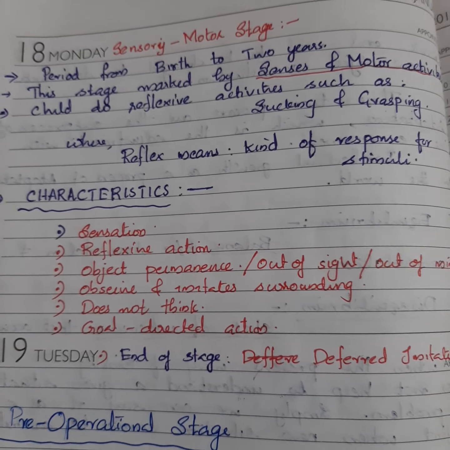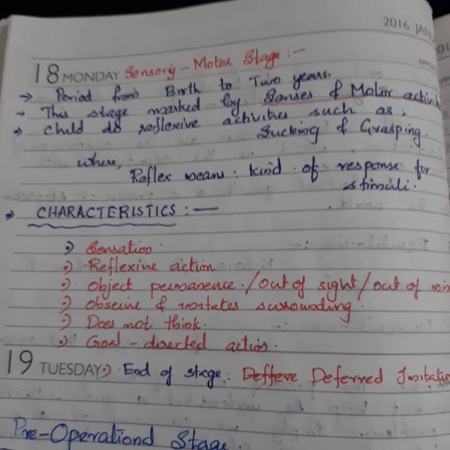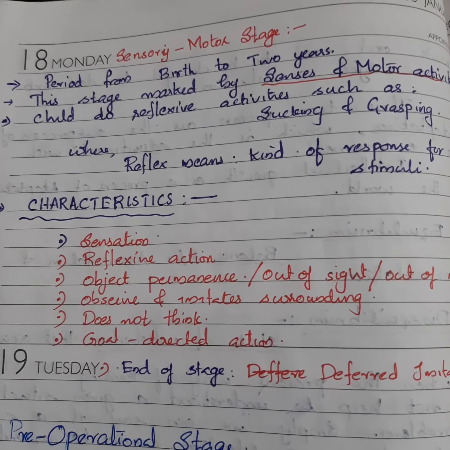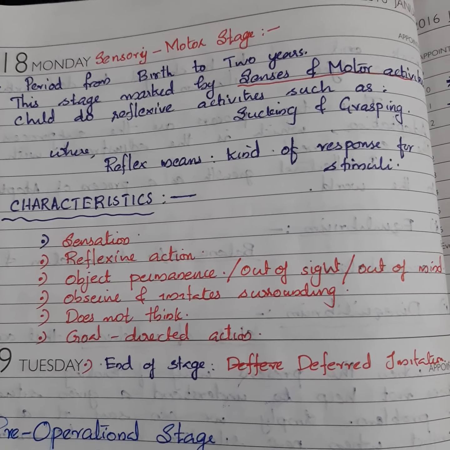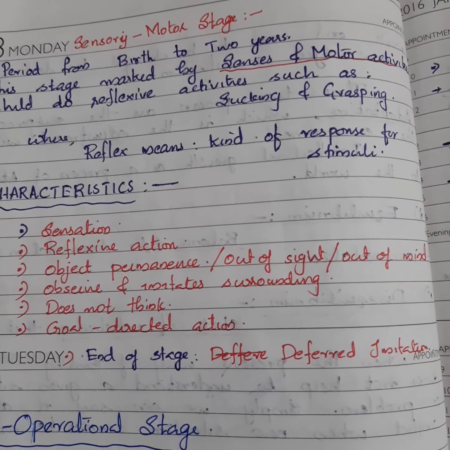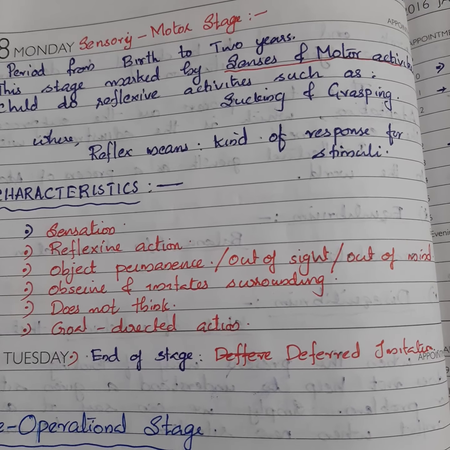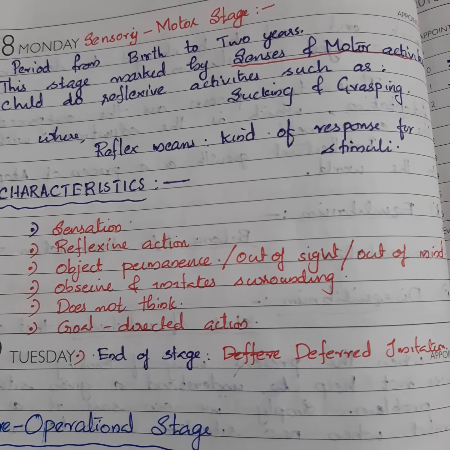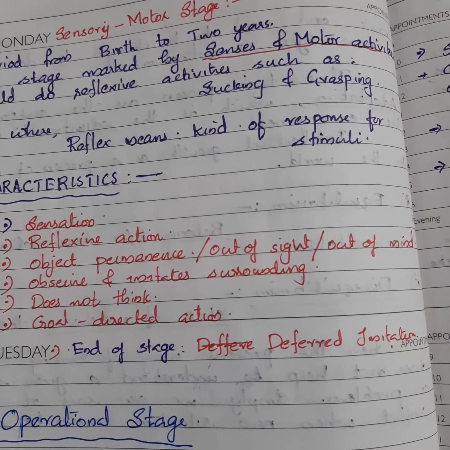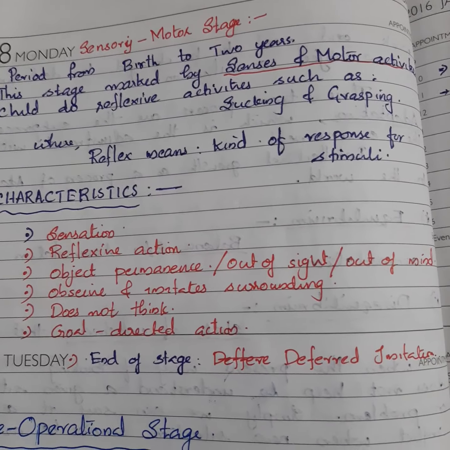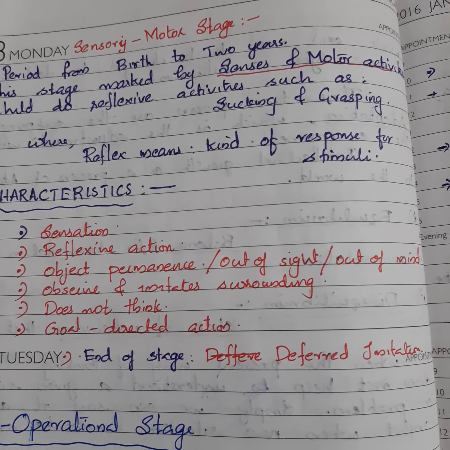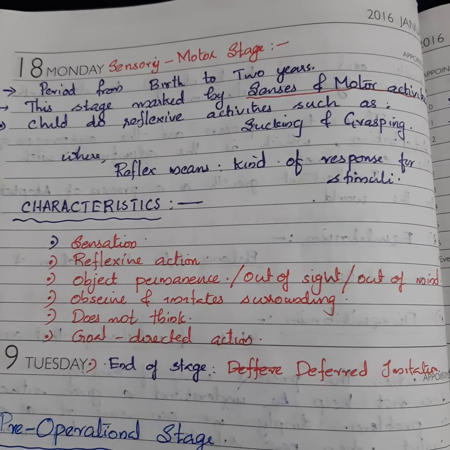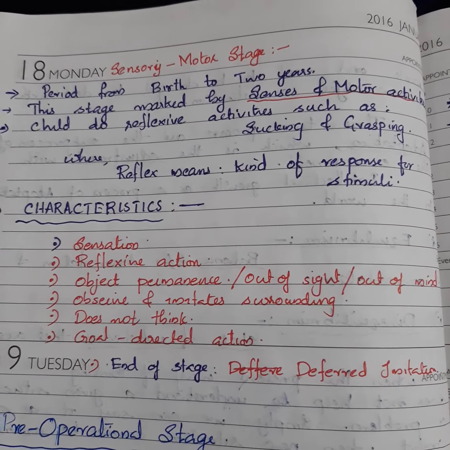Now we can point out the characteristics of sensory motor stage. One is sensation, second is reflexive action, third is object permanence or out of sight, out of mind. Then observe and imitate surroundings, does not think, goal directed action, and towards the end of the stage there will be another characteristic, that is deferred imitation. So these are the characteristics of sensory motor stage.